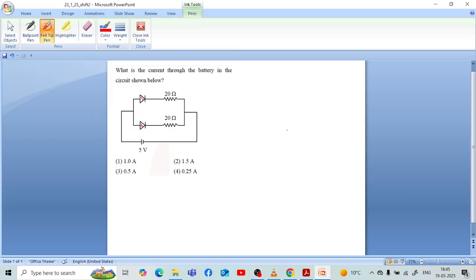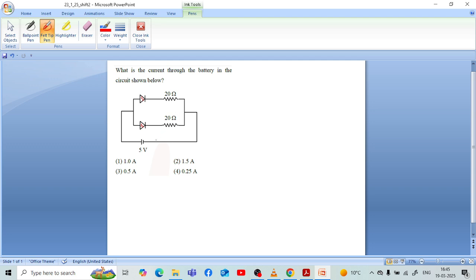Hello students, the question is: what is the current through the battery in the circuit shown below? The given options are option 1, 1 ampere; option 2, 1.5 ampere; option 3, 0.5 ampere; and option 4, 0.25 ampere. The problem is based on the topic of electric circuits, in particular a diode-based circuit.